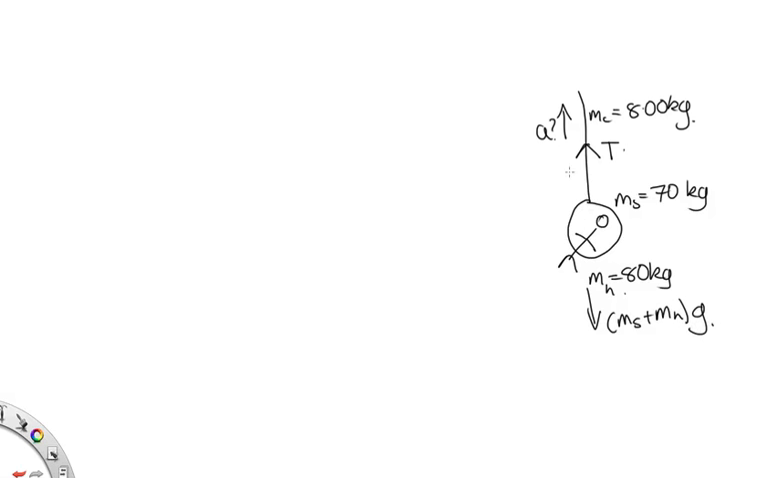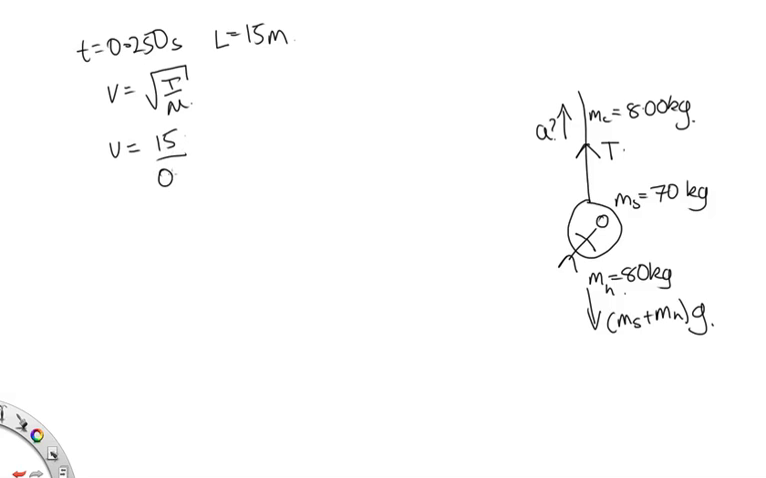Now the hiker sends a pulse up this cable. It takes the pulse 0.250 seconds to travel the length of the cable, and the length of the cable is equal to 15 meters. So we can use this to work out the tension in the cable. We know that the velocity is equal to the square root of the tension over the mass per unit length. The velocity is equal to the distance travelled, which is 15 meters over this time. So that's equal to 60 meters per second, the velocity of the pulse.